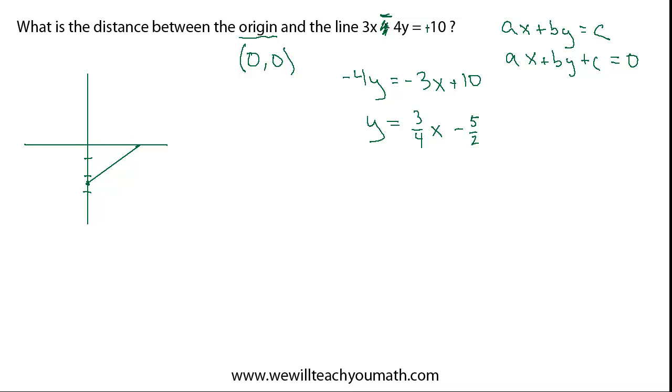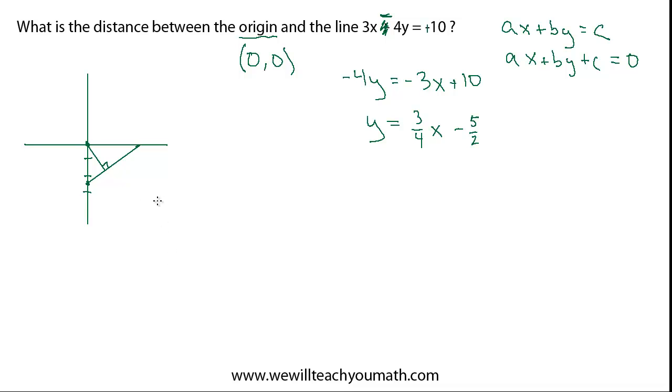But the question is, what's the distance between the origin and that line? Well, we could draw a line from the origin to any point on that line, and those distances would all be different. But it's implied in the question that they want to know the shortest distance, the shortest path between this point and this line. So it's going to be the altitude, the line that meets at a right angle.